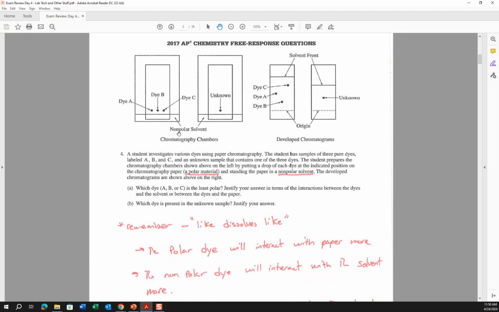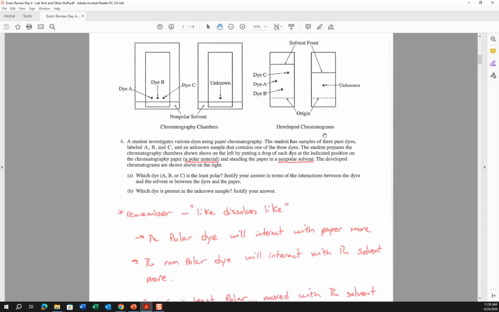And so since the solvent is nonpolar, whatever is most nonpolar will travel the furthest, and whatever is most polar will travel the least distance here, because the paper is polar. So it's going to stay where it is with the paper and not really go with the nonpolar solvent. Okay, but the opposite could be true if it was nonpolar paper and a polar solvent, but that's the idea in this question.